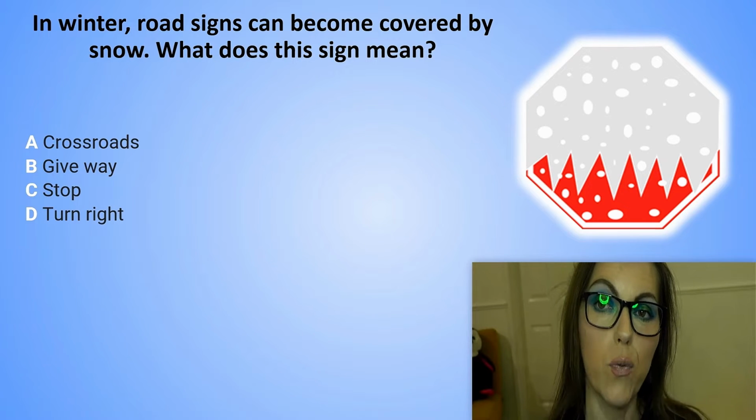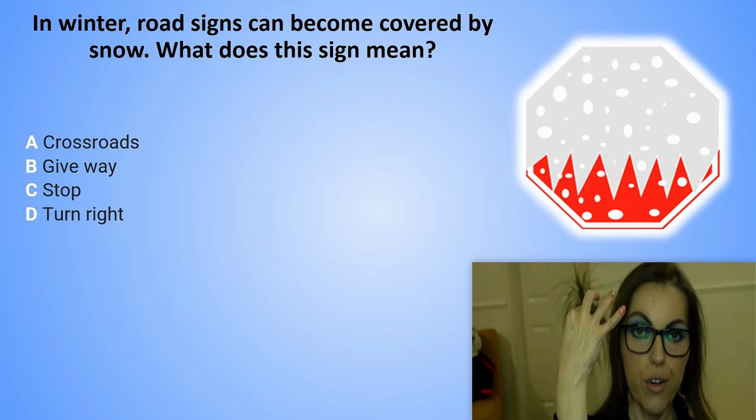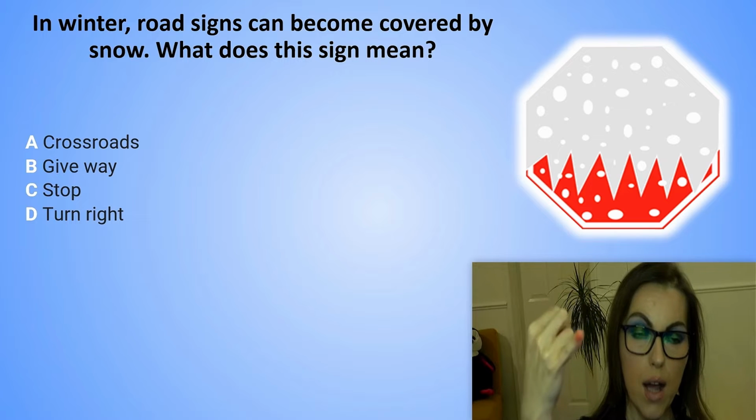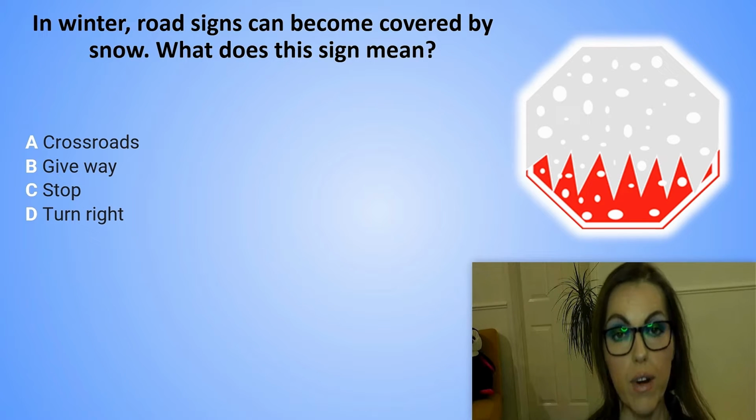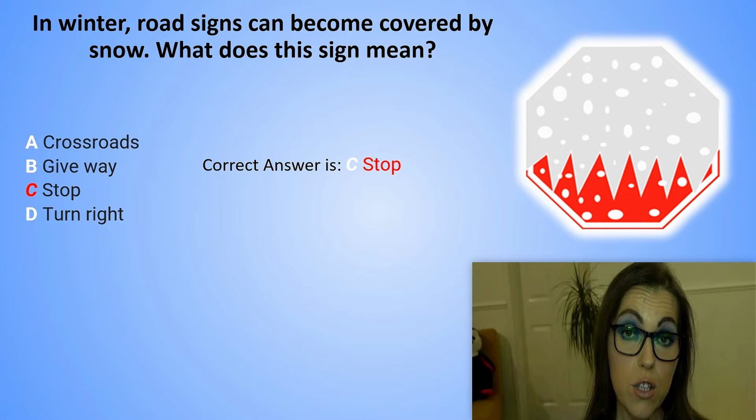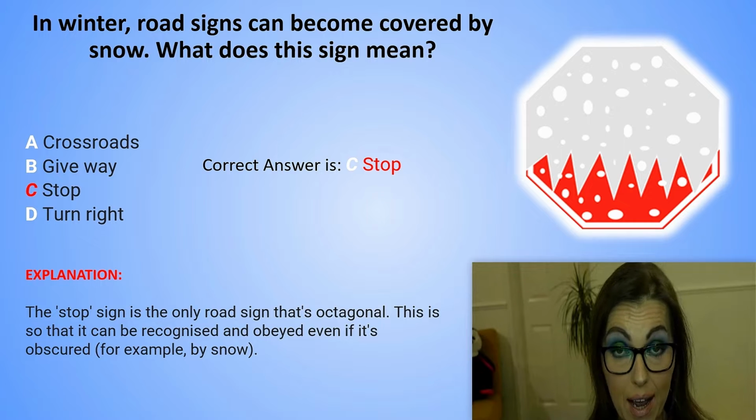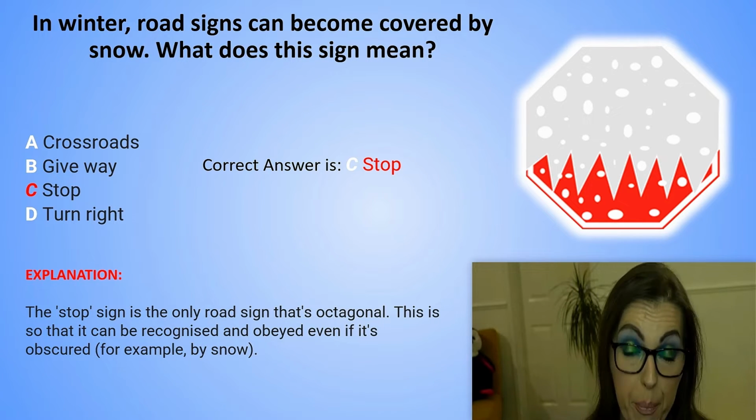Let's start the countdown. 5, 4, 3, 2, 1. And the correct answer is C. Stop. Explanation. The stop sign is the only road sign that's octagonal. This is so that it can be recognized and obeyed even if it's obscured, for example, by snow.